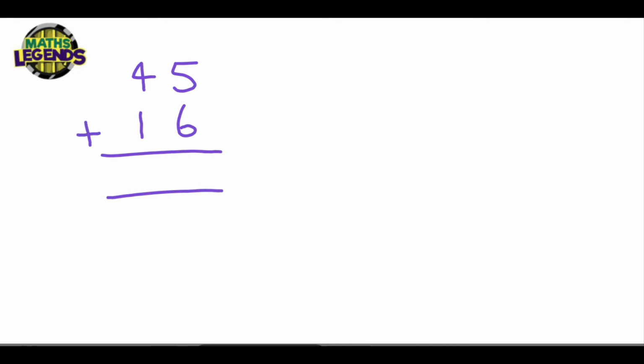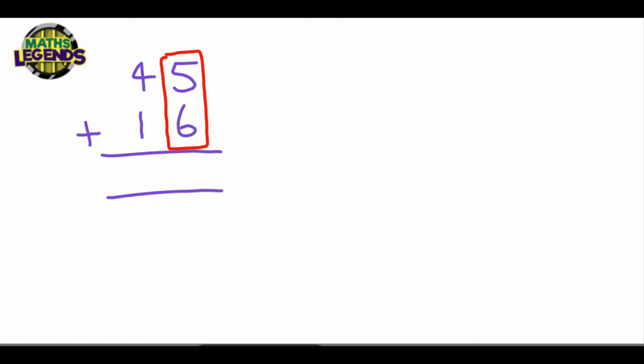So those were cases where the sum of the two numbers in that column totaled up to less than 10. But what happens if we have two numbers that add up to more than 10? So for example, if we have 45 plus 16. So again, we start with the same method. We look at the right-hand side column and we add these numbers together. So 5 add 6 is 11.